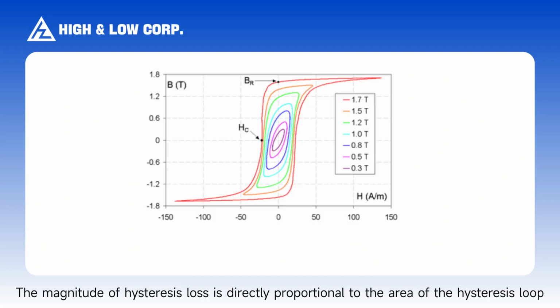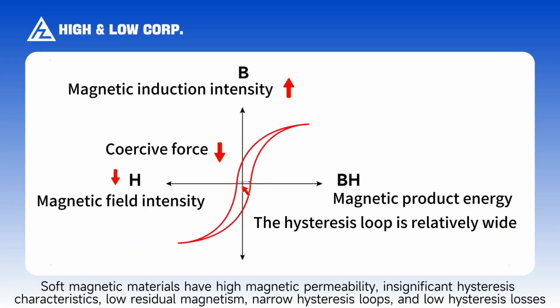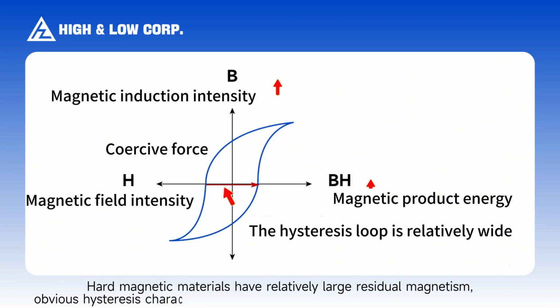The magnitude of hysteresis loss is directly proportional to the area of the hysteresis loop. Soft magnetic materials have high magnetic permeability, insignificant hysteresis characteristics, low residual magnetism, narrow hysteresis loops, and low hysteresis losses. Hard magnetic materials have relatively large residual magnetism, obvious hysteresis characteristics, wide hysteresis loops, and large hysteresis losses.